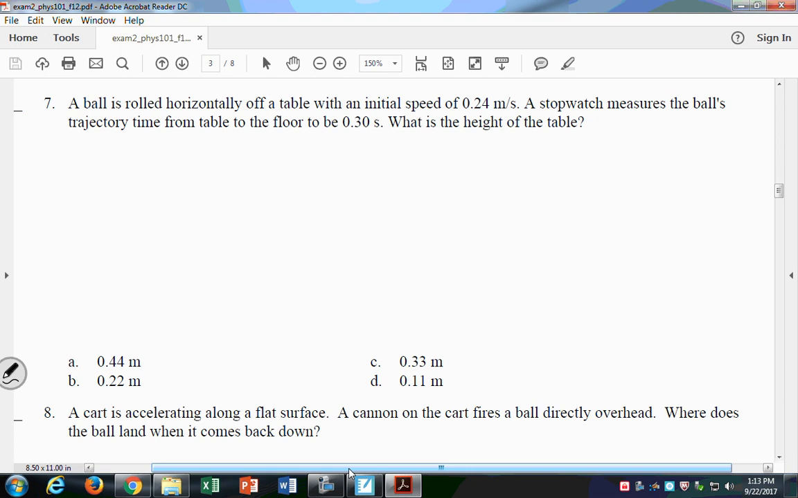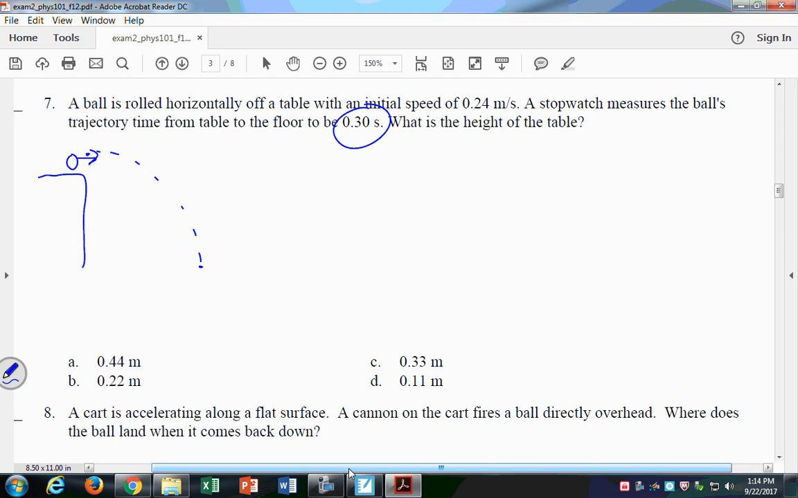All right, Dominique? Good. All right, so a ball is rolled horizontally off a table at an initial speed of 0.24 meters per second. I like to draw a picture, but I understand that on the test you may not feel that you have time to draw a picture. But just get a lot of practice. As you're practicing, make sure you draw the picture. It helps you to imagine what's going on. You know it's going to come down like this. And it tells us the time here.